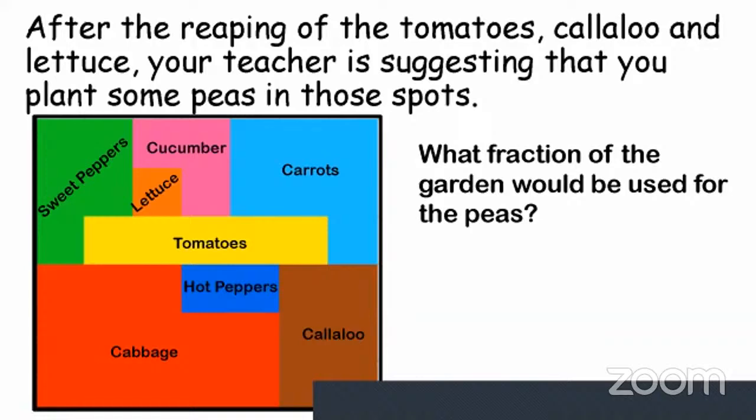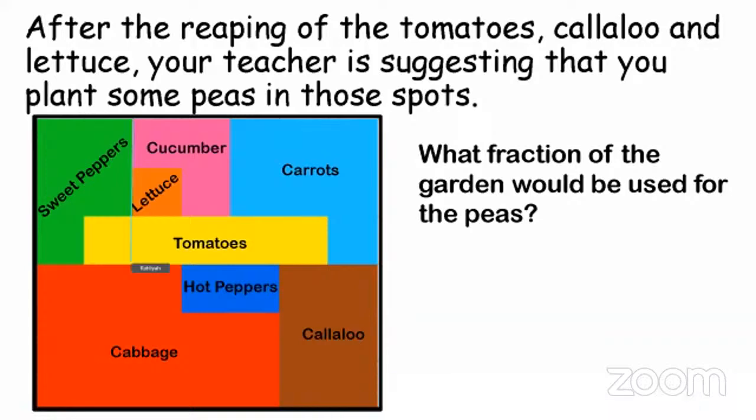So, Miss, the reason why I say 12 out of 42 is because lettuce has 5 right here. Because it stops at cucumber, sweet peppers, and lettuce, you would divide them like this, and then this is also where you start. So, Miss, tomatoes has 5, and then you would add the callaloo, and callaloo has 6 right here.